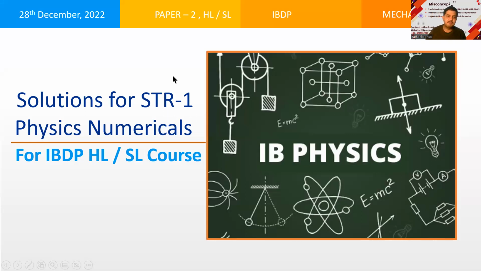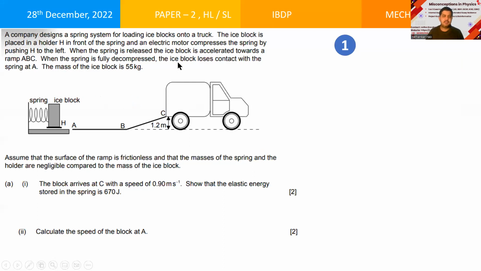The first question reads as such: a company designs a spring system for loading ice blocks. You have an ice block and a spring here. You compress it with the help of a motor, then pull this back and just leave it, and hence it passes through the ramp and goes upwards. The block arrives at C with a speed of 0.9 meter per second. So I will write here Vc is equal to 0.9 meter per second.